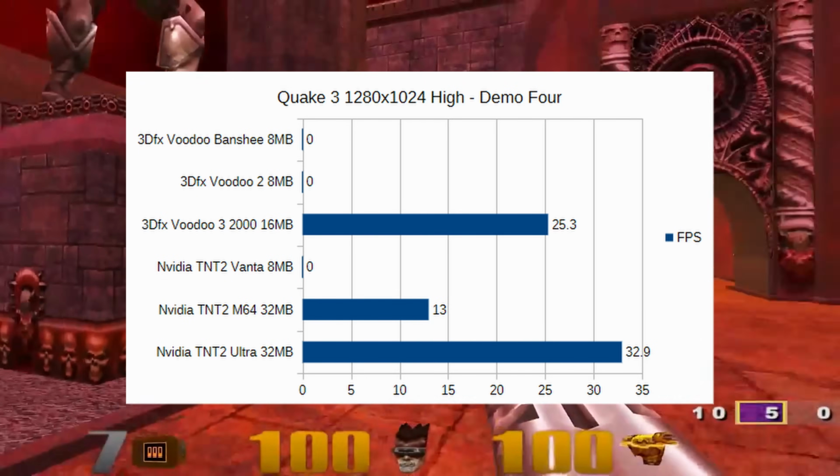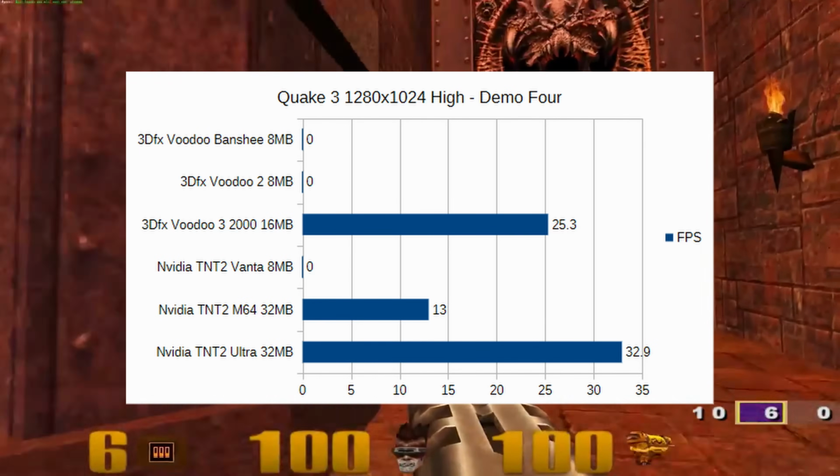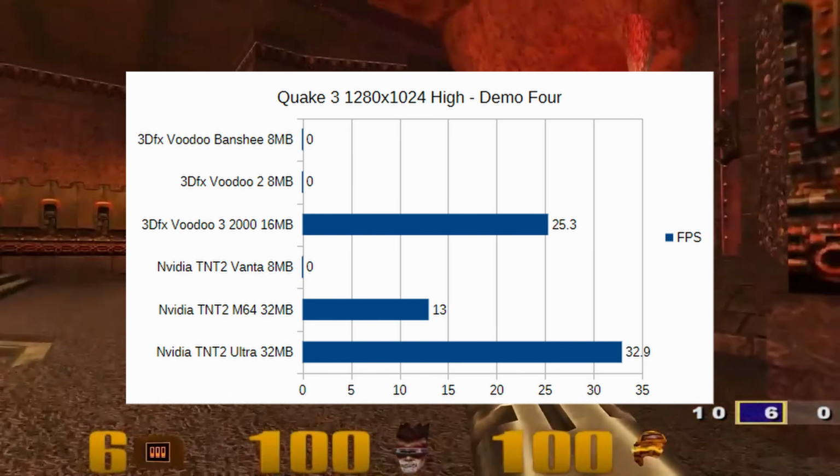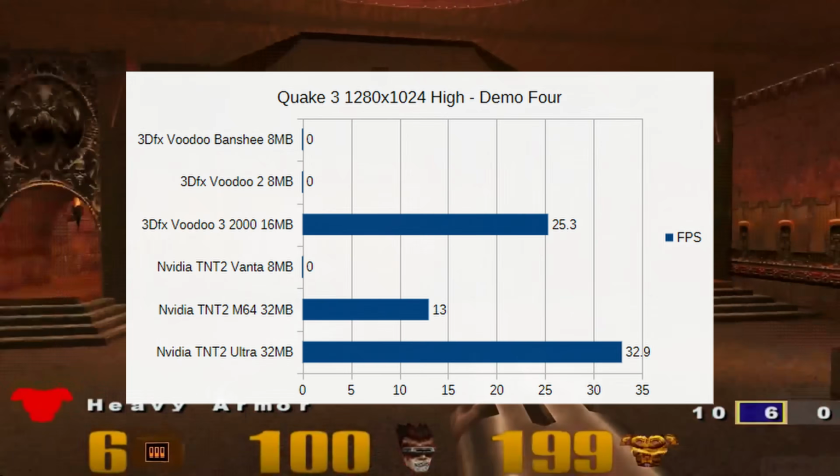Note to say, though, that the Vanta wanted to run. However, I didn't include it just because it had text artifacts, and it was virtually unplayable anyway. I just didn't bother recording it and putting it in the benchmark.